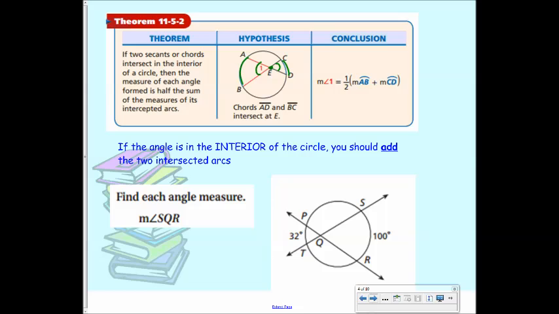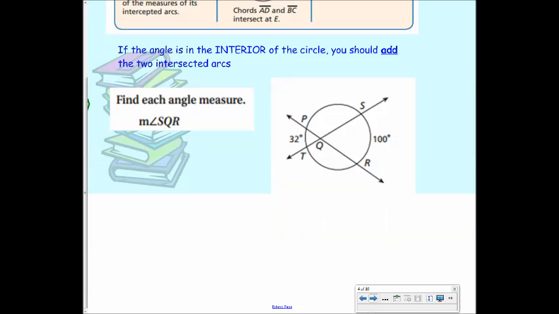All right, so for instance, in this example right here, if I want to figure out SQR, if I want to figure out this angle, how would I do it? Add what two together? Which gives you 132, and then divide by 2. Good, which gives you 66. Okay, so this angle is equal to 66, which means this angle is also 66.